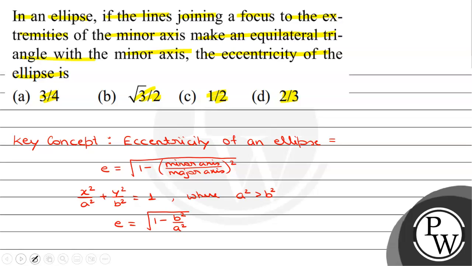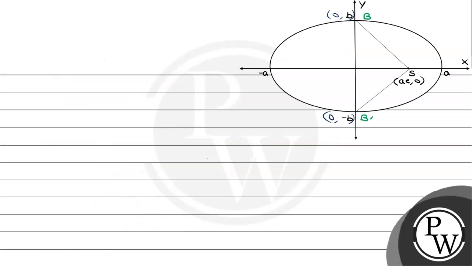So to solve this question, let's take one ellipse whose major axis is on the x-axis and minor axis is on the y-axis. The point of intersection of both the axes is the origin, that is 0, 0. Then the extremities of the minor axis will be given by 0, b and 0, minus b, and the coordinates of the major axis will be minus a, 0 and a, 0. The coordinate of the focus will be ae, 0.